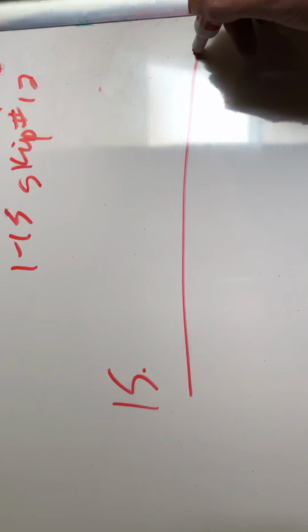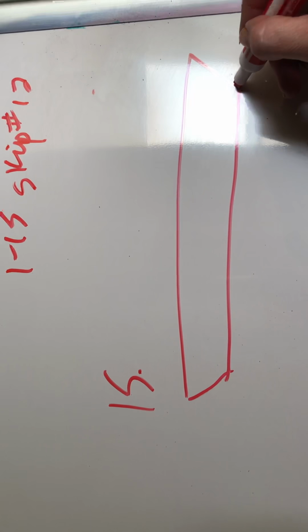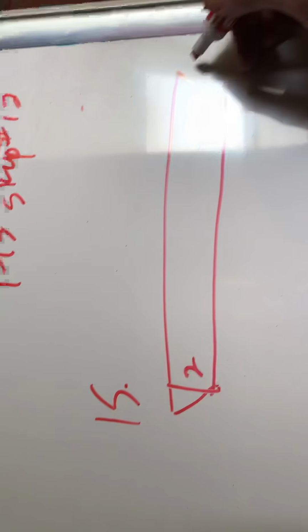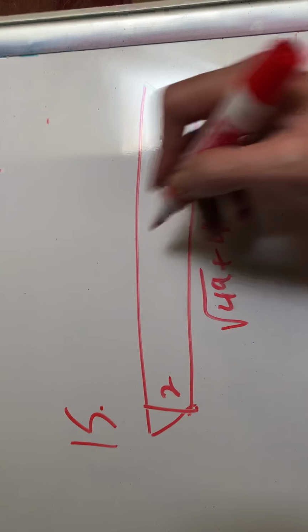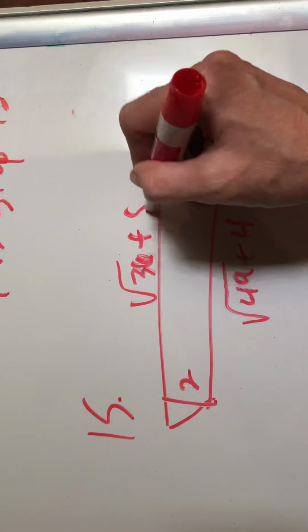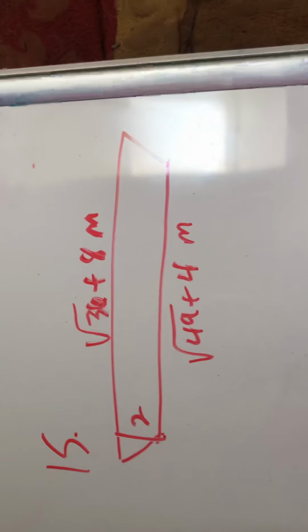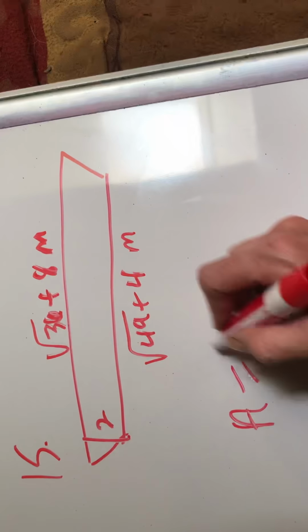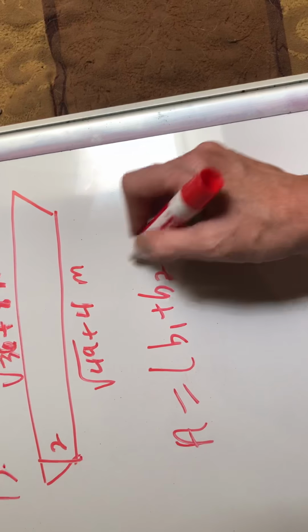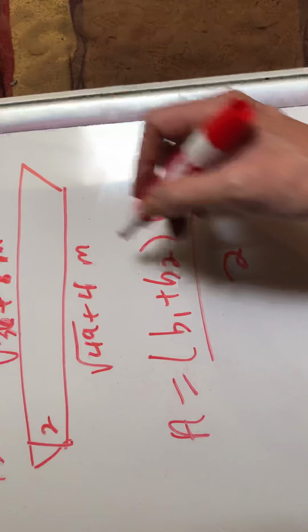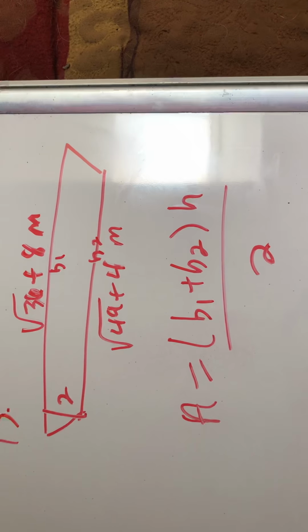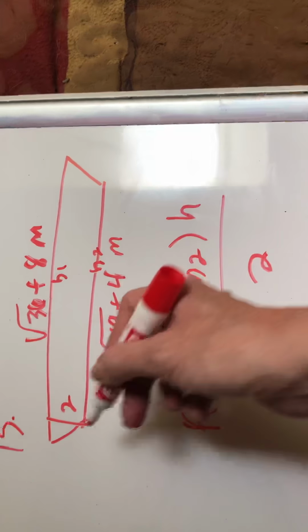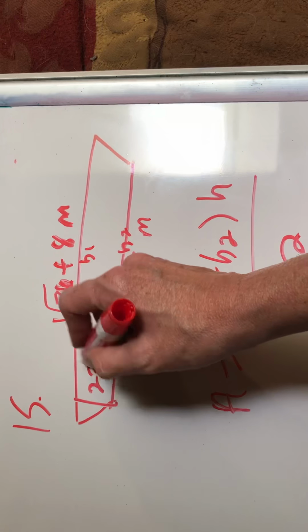Okay, then on 15, you have this trapezoid that has a height of 2. It has a square root of 49 plus 4 here, and a square root of 36 plus 8 up here. Now, you want to find the area. So area of a trapezoid is B1 plus B2 times the height divided by 2. Well, this is B2, this is B1. It really doesn't matter. You've got two bases, okay? So you're going to add your bases. You're going to multiply by 2 because that's your height, and you're going to divide by 2.